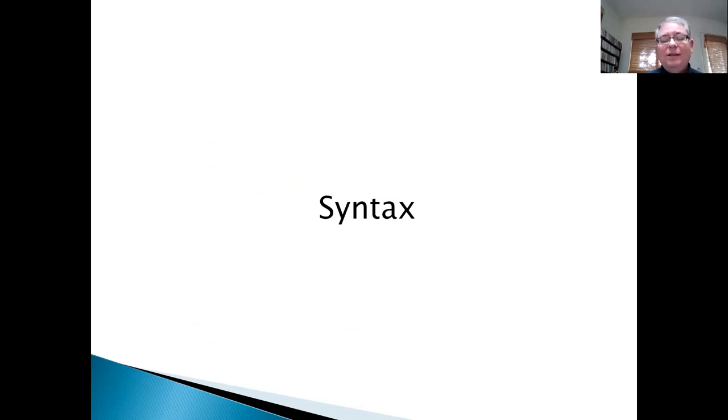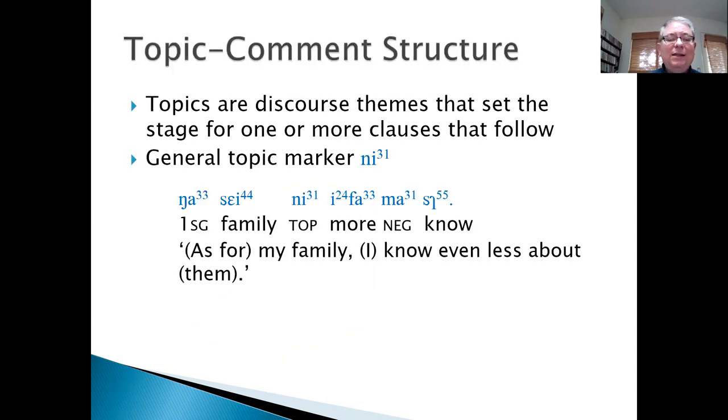Then we come to syntax. So as we said, morphology, there's not much of that going on. So all the action is happening in the syntax, we could say. The first thing to note is that we have a topic-comment type of structure. And this is very similar for all the Chinese languages and also for the Mui languages as well. What this means is that often a topic is mentioned up top, and then following you will have one or more phrases that refer back to the topic.